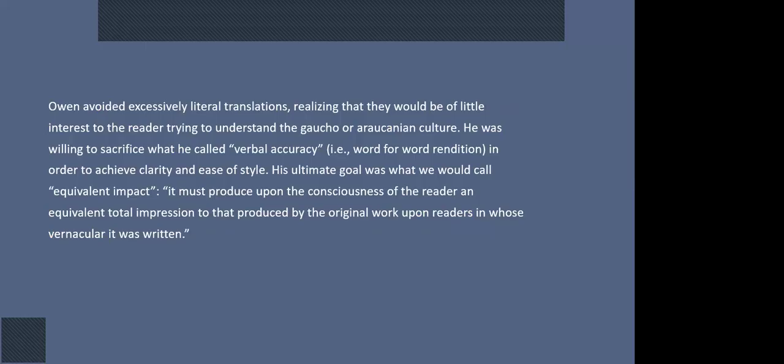So he realized that there would be little interest for the reader trying to understand the Gaucho or Araucanian culture. He was willing to sacrifice what he called verbal accuracy, word for word rendition, in order to achieve clarity and ease of style, right? Once more, we get to this point in which we need to sacrifice one thing in favor of another. So the more natural, the more idiomatic, the less literal, and the less constrained of any rendition, in order to achieve clarity and ease of style, right?